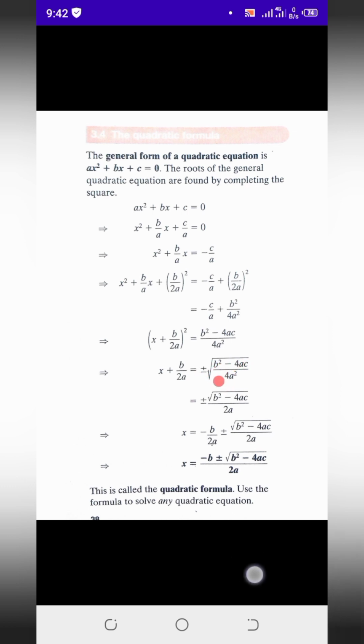Now you can apply the square root of up and square root of down. The square root of 4a squared is 2a, while the square root of up here is b squared minus 4ac. So you now take the b over 2a to the other side. When you take the b over 2a to the other side, you have minus b over 2a plus or minus the square root of b squared minus 4ac over 2a. You take the LCM. You have minus b plus or minus the square root of b squared minus 4ac over 2a.